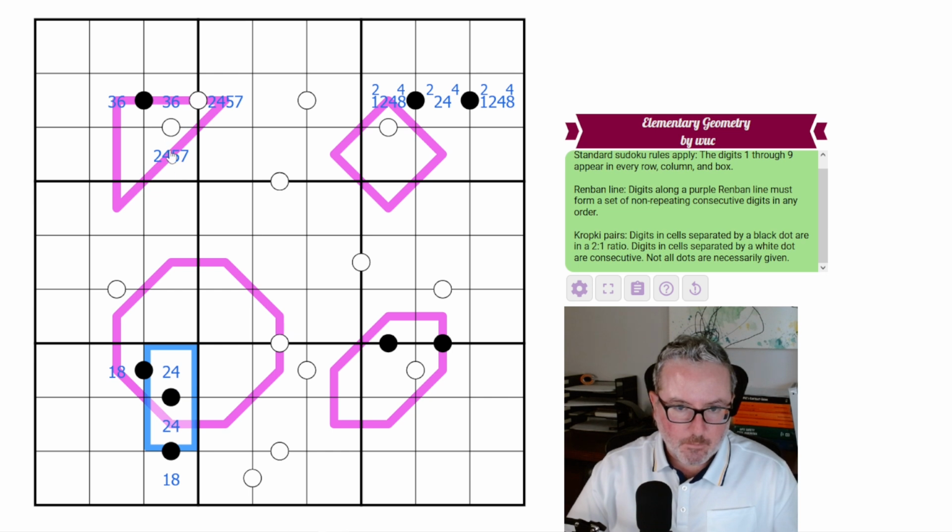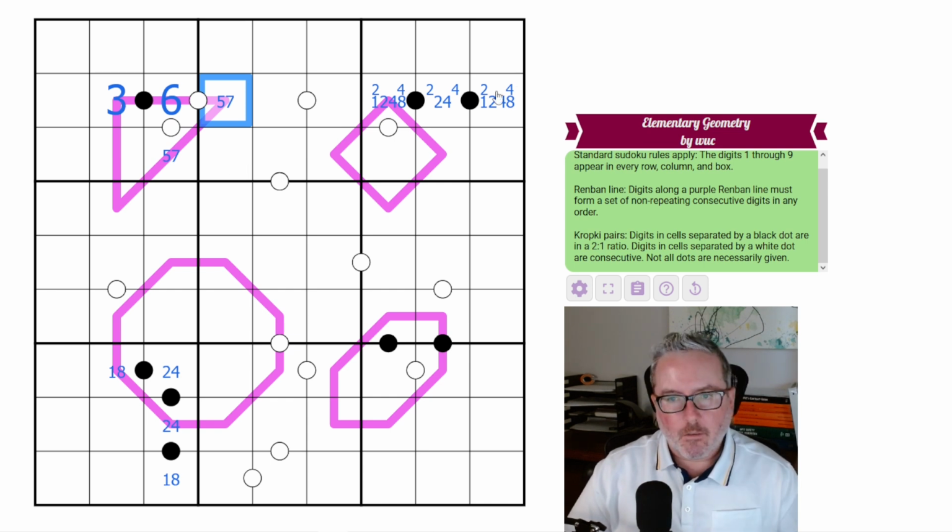Well, we have a 2, 4 pair looking up here, so this cannot be 2 or 4. So this has to be a 5 or a 7, which is going to force this to be a 6, and this the 3. Therefore, this can't be 2 or 4. We could have also said the same thing looking here, going this way. It couldn't be 2, 4s on either side of it.